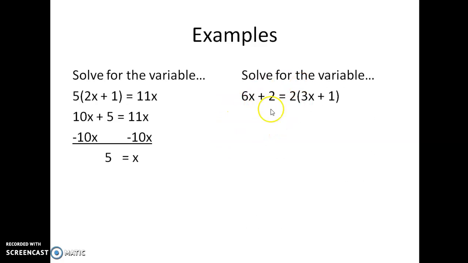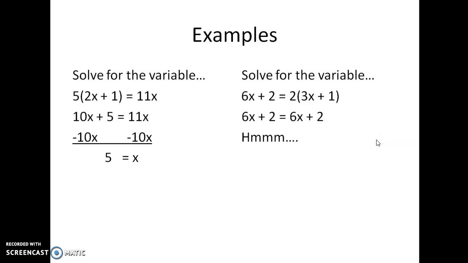Alright, next one. Okay, this is the whole kit and caboodle here. This has got everything going on. So I have 6x plus 2 equals 2 times the quantity of 3x plus 1. I can't do anything on this first side, so I'm bringing all of those down. But on the right side, I could distribute this 2 to the 3x and to the 1. Okay? So when I do that, I brought down this 6x plus 2. If I take 2 times 3x, I get 6x, and then 2 times 1 equals 2.